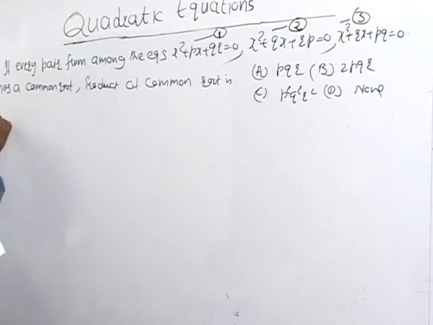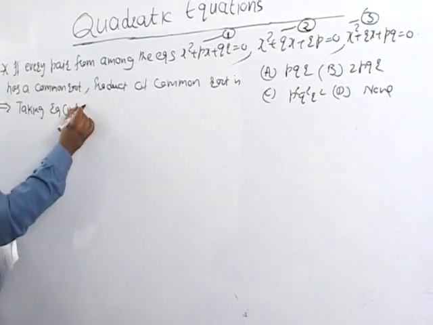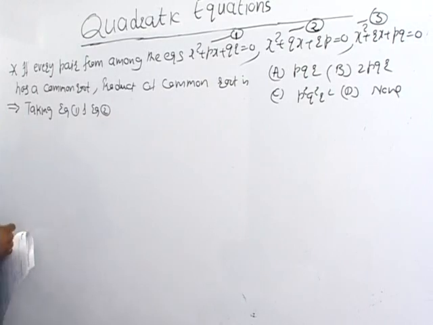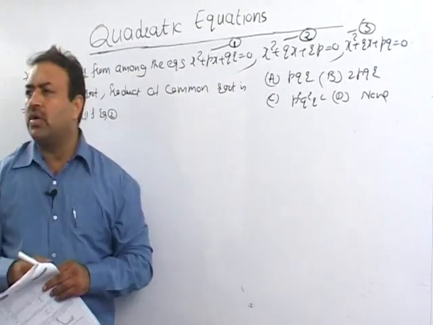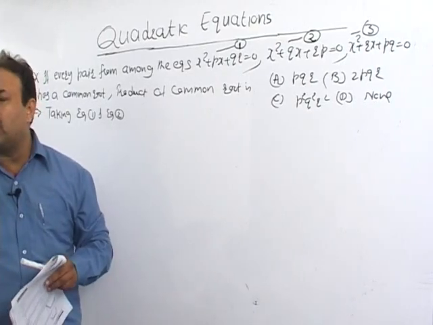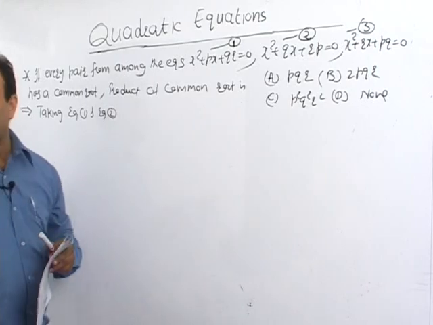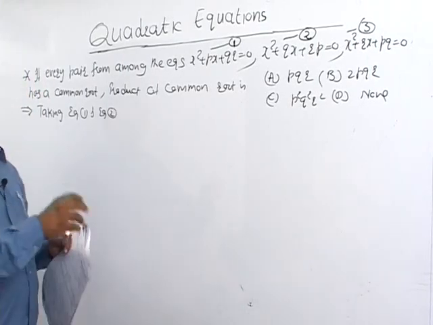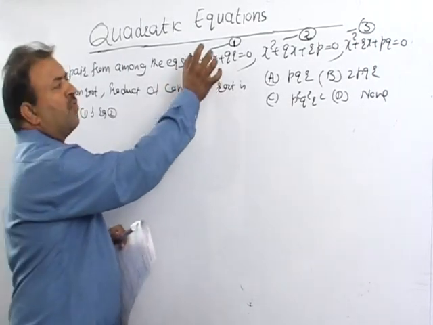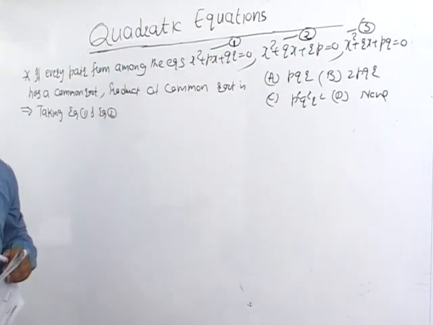Now we'll start the solution from here, taking equation number 1 and equation number 2. In every question of a common root, blindly we can't apply the condition for a common root. So it is a little different question. Here we are trying to find out the common root between equation number 1 and equation number 2. The method is very simple.